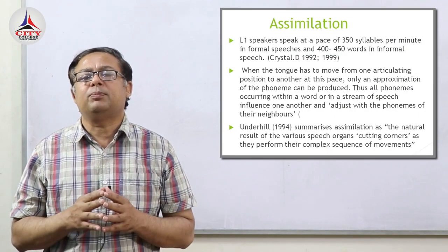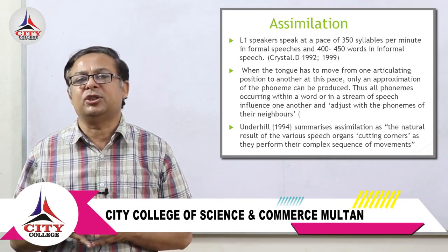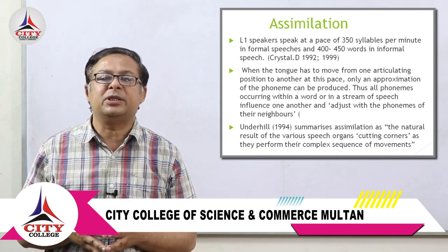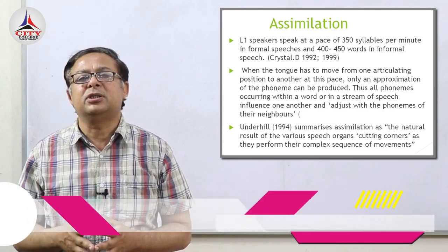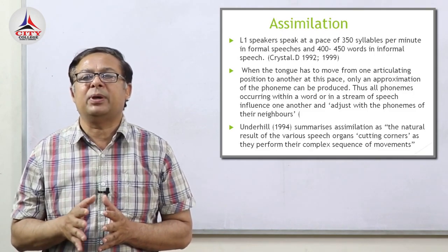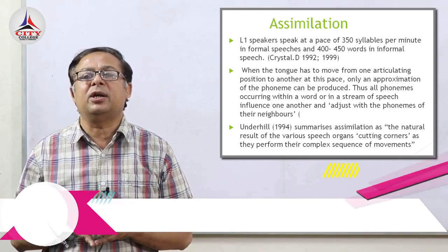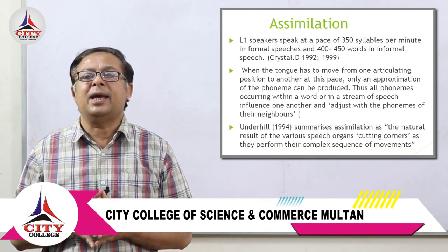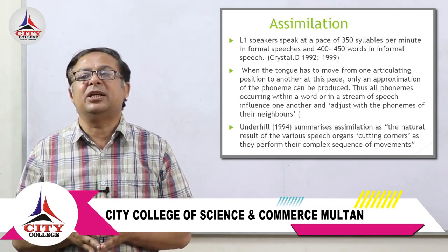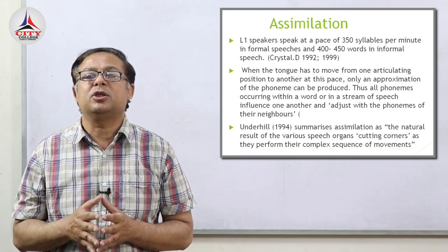Another problem which Pakistani English language learners face, especially in listening and in pronouncing words, is due to assimilation. And we know that L1 speakers speak at a pace of 350 syllables per minute in formal speech and 400 to 450 in informal speech, because when the tongue has to move from one articulating position to another at this pace, only an approximation of the phoneme can be produced. Thus, all phonemes occurring within a word or in a stream of speech influence one another and adjust to the phonemes of their neighbors. Here I would again like to quote Underhill, who summarizes assimilation as the natural result of the various speech organs cutting corners as they perform their complex sequence of movements.